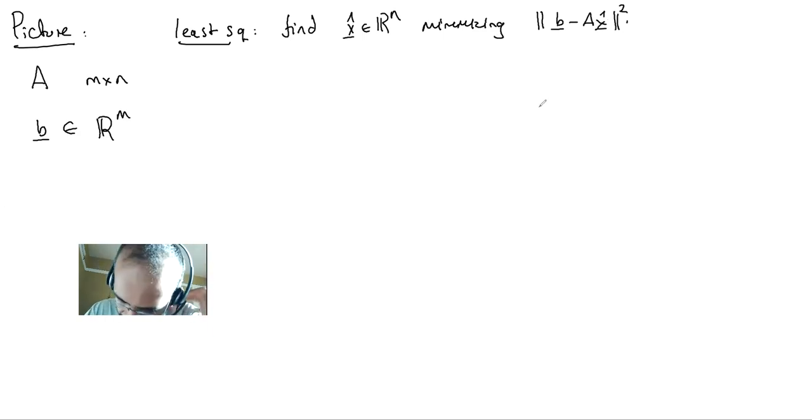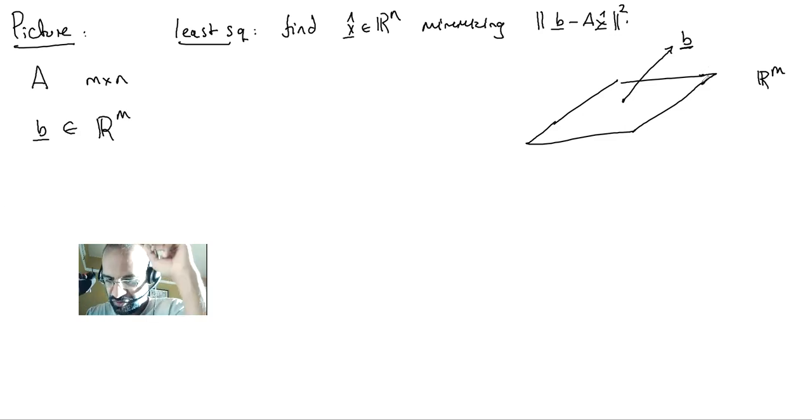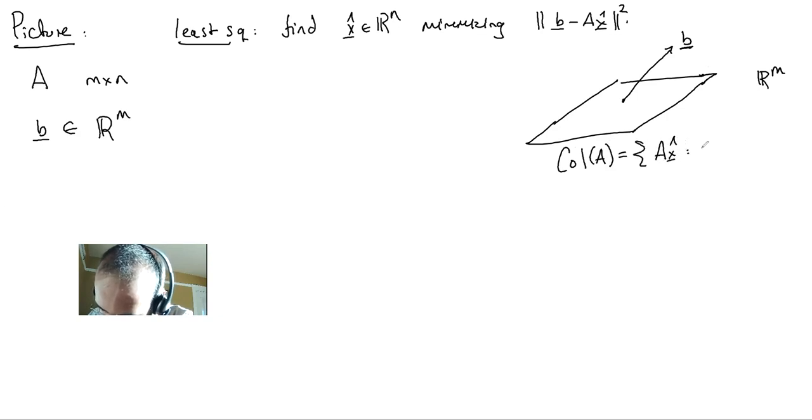Now, what does this actually look like? Let's think about what this error means geometrically. First of all, there's a vector in Rm, which is called B. So this is a picture of Rm. And the thing we're minimizing is the distance of B to AX hat, right? What is the set of all AX hat? Well, it's actually just the column space of A. So the column space of A is the set of all AX hat such that x hat is in Rn.